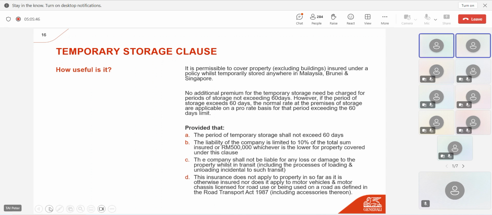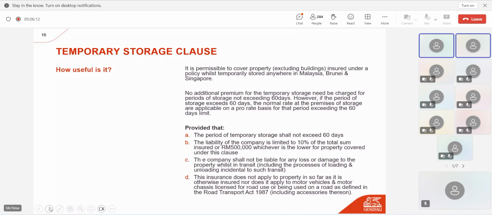From this angle, there's 10% of the total sum insured. Let's say your sum insured is small, then it is 10% of that. If your sum insured is very big, it is subject to up to 500,000. So if your total sum insured is only 1 million, how much can you apply? You can apply 100,000, because it is 10% of the sum insured. It depends on whichever is lower.